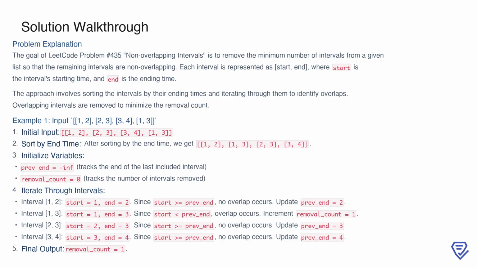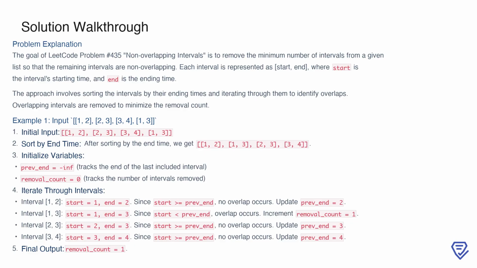We then initialize two key variables, prev_end, starting at -infinity to track the end time of the last included interval, and removal_count, which starts at 0 to keep track of how many intervals are removed. As we iterate through the intervals, we check for overlaps. For instance, the first interval, [1, 2], has a start time greater than or equal to prev_end, so there's no overlap, and we update prev_end to 2.